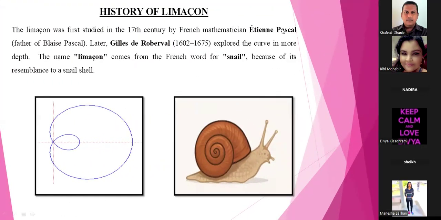Just to give a brief history on the limaçon: it was first studied in the 17th century by a French mathematician, Etienne Pascal, who was the father of Blaise Pascal. Later on, we had Gilles de Roberval, who explored the curve in more depth, and the name limaçon comes from the French word for a snail.